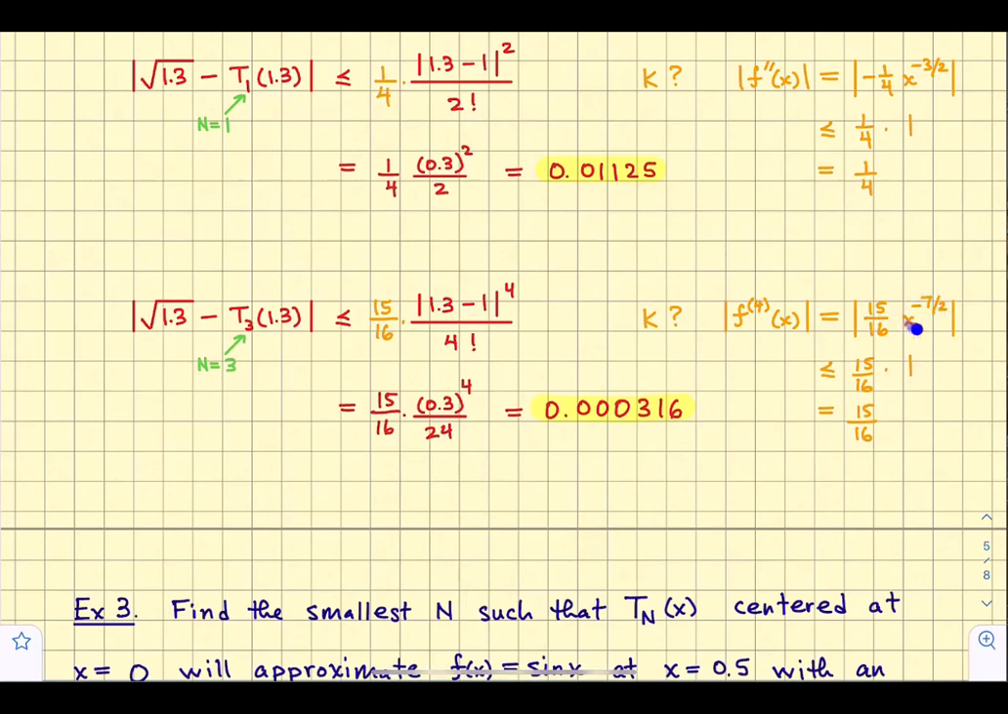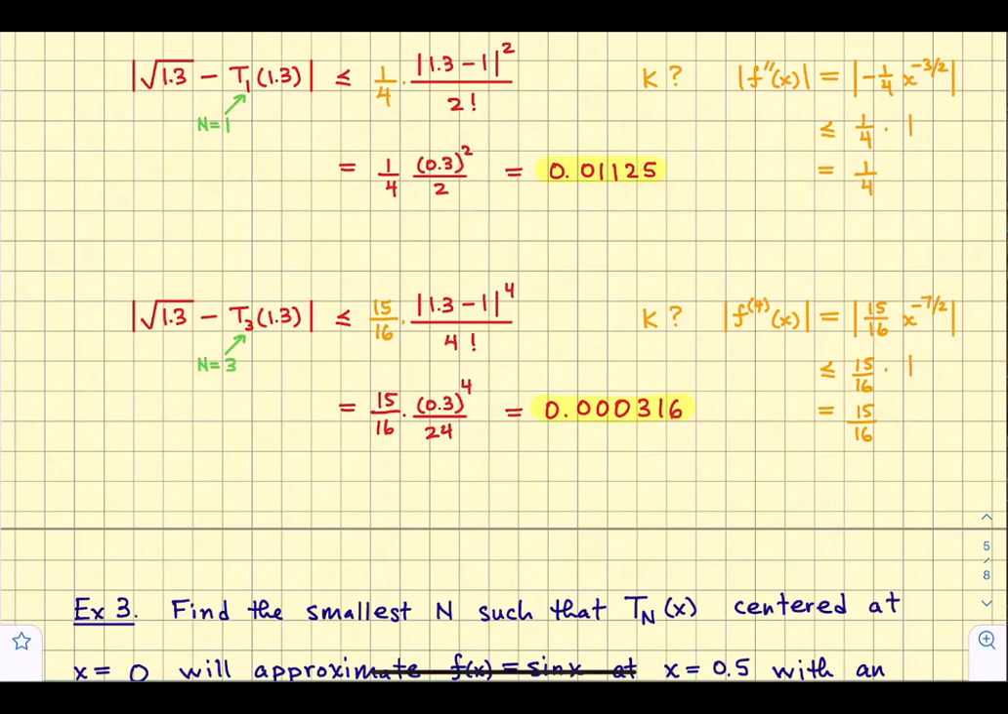Again, we're fortunate that this is a decreasing function on the interval from 1 to 1.3. So that means its maximum is going to occur at the left endpoint, at 1. And this evaluated at 1 is just 1. So our k is 15/16. We'll put this in for our k, do the arithmetic here, and when it's all said and done, we get a value of 0.000316 for the bound on our absolute error.